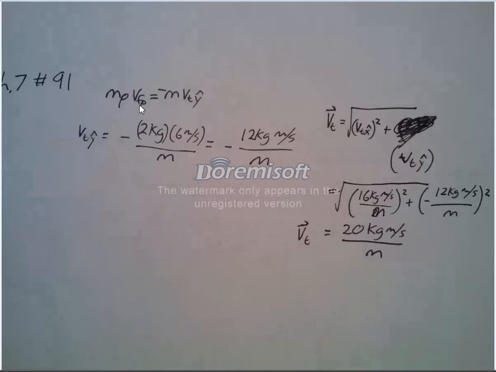We're going to do the same thing for the y component, and then solve for the target velocity vector, and we'll end up with 20 kilograms meters per second over m, which, like I said, we're going to use that m for later.